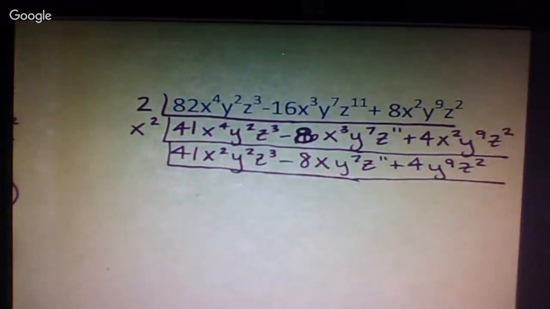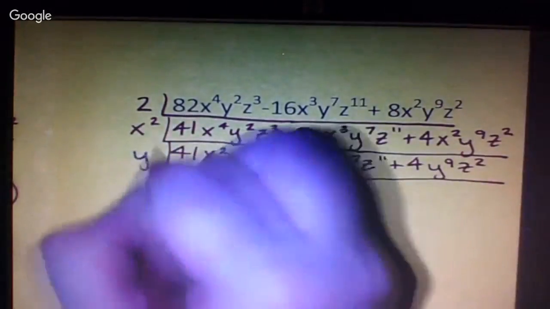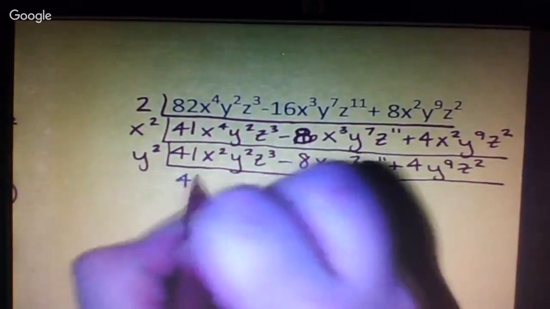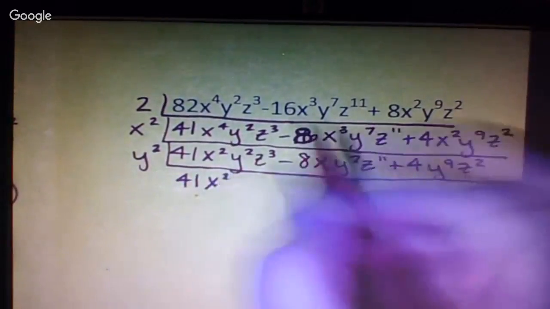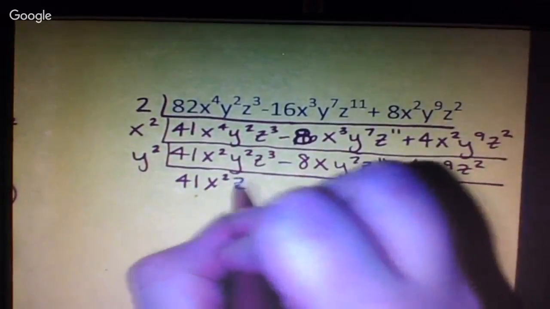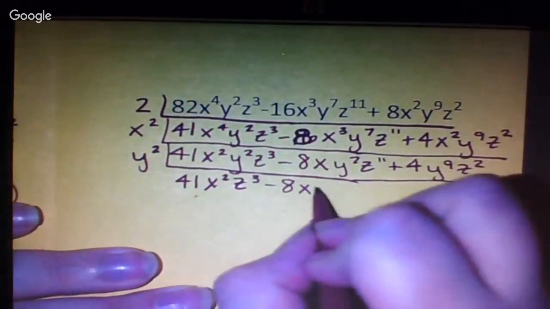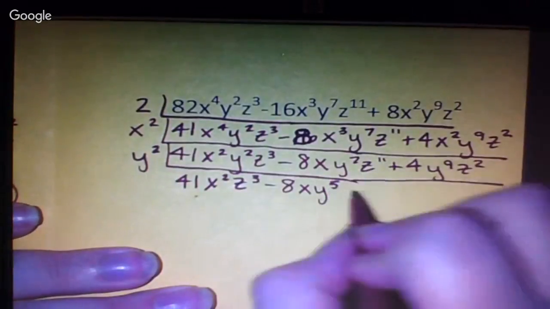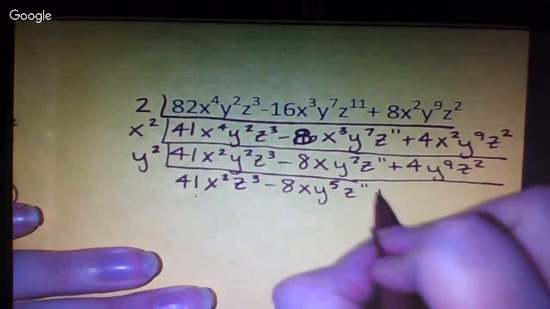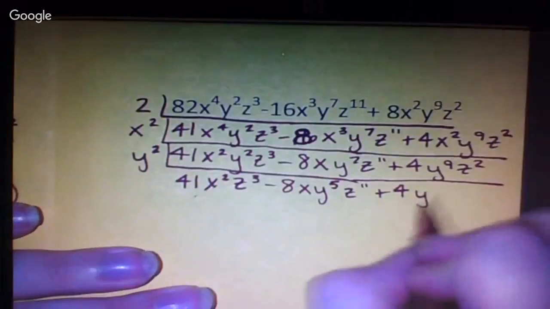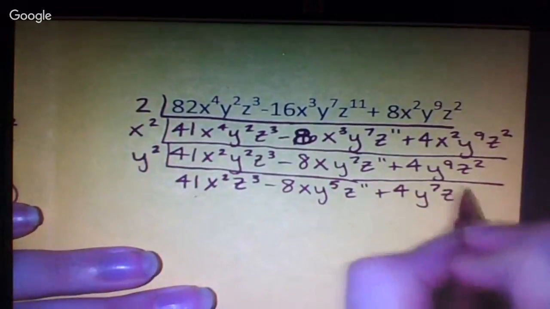How many y's do I need to pull out? Only 2. The first one has 2, the second one has 7, and the last one has 9. So they only share 2 in common. So we've got 41 x squared. Those go away, z to the 3rd, minus 8x. That becomes y to the 5th, z to the 11th, plus 4. That becomes y to the 7th, z to the 2nd.